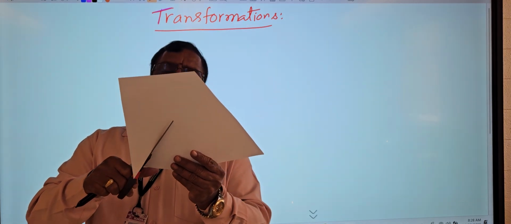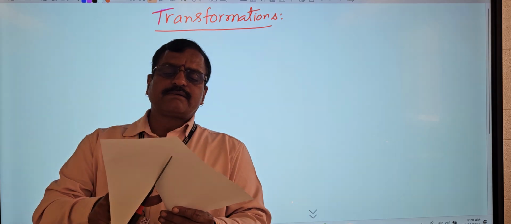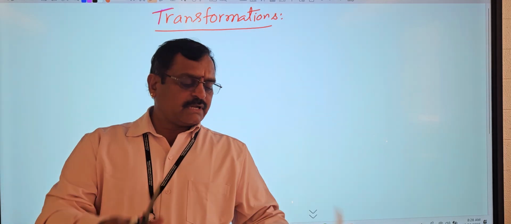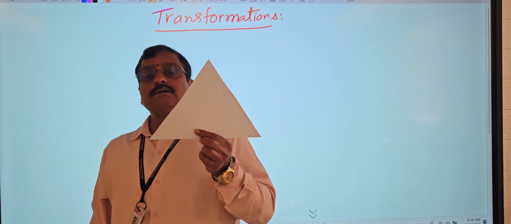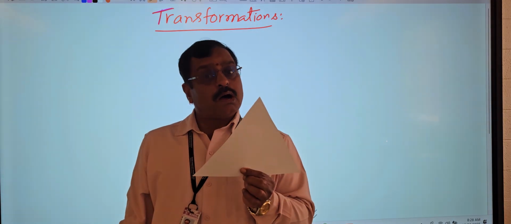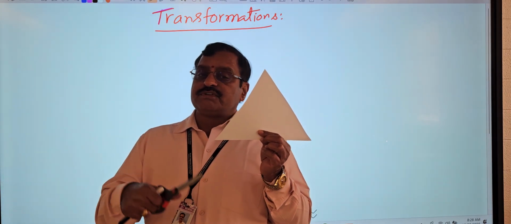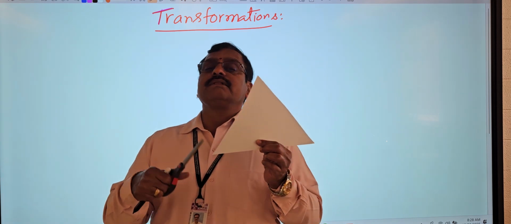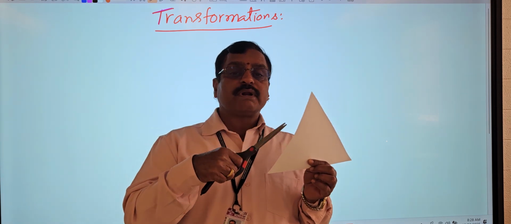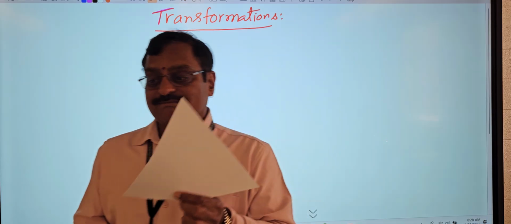So earlier it was a paper. Now this paper is transformed into a triangle. The paper changed into a triangle. The paper transformed into a triangle.